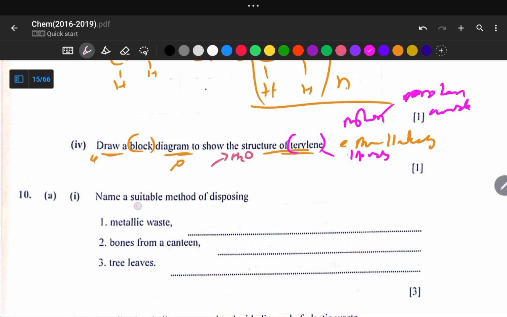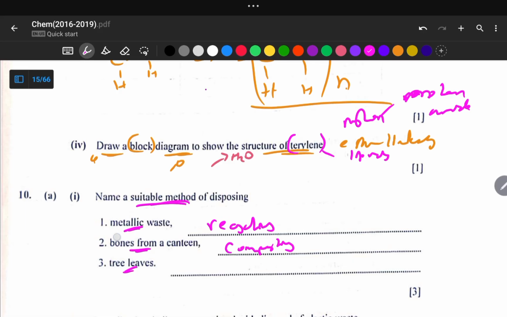Number 10 says, name a suitable method of disposing metallic waste, bones from a canteen and tree leaves. So metallic waste, we can use recycling, right? So recycling is the most suitable method, and we can also reuse in the manufacturing. And then bones, we can compost. So since bones are organic, they are going to decompose with time. And then for tree leaves, we can also use composting, right?